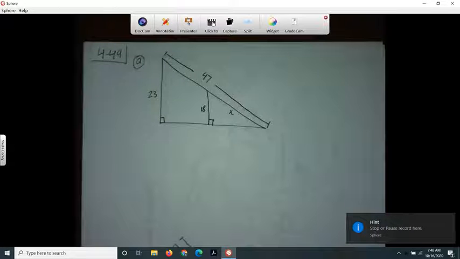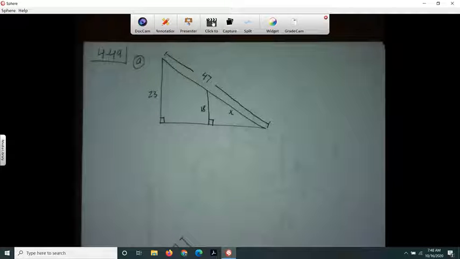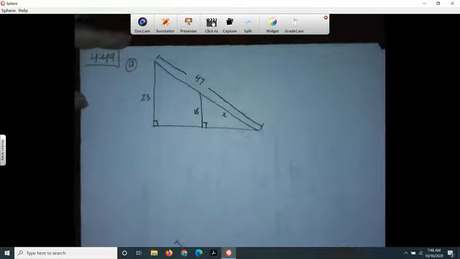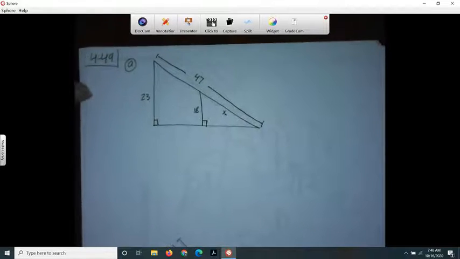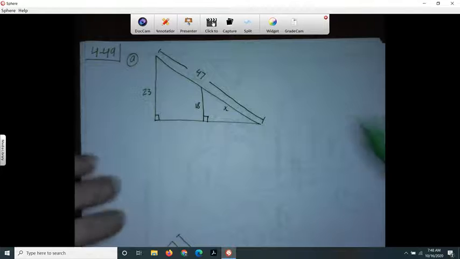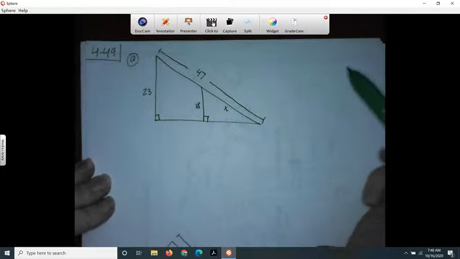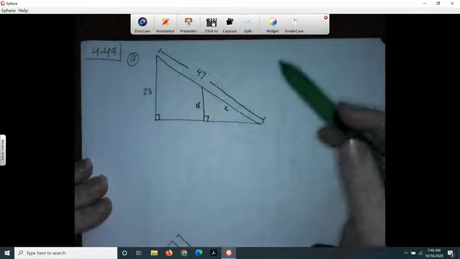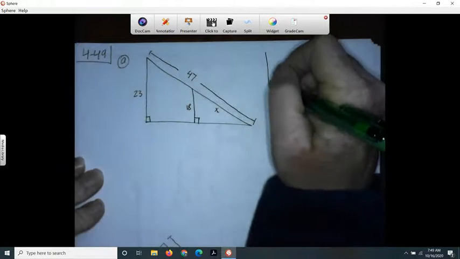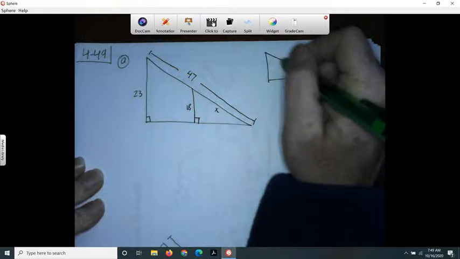It's problem 4-49. It just wants us to solve for x, and it gives us this triangle. We're supposed to remember from Integrated 2 class or geometry that if you have two triangles that are similar, the corresponding parts of the triangles are similar. So I do have two similar triangles. I have the big triangle, and I have the little triangle inside.